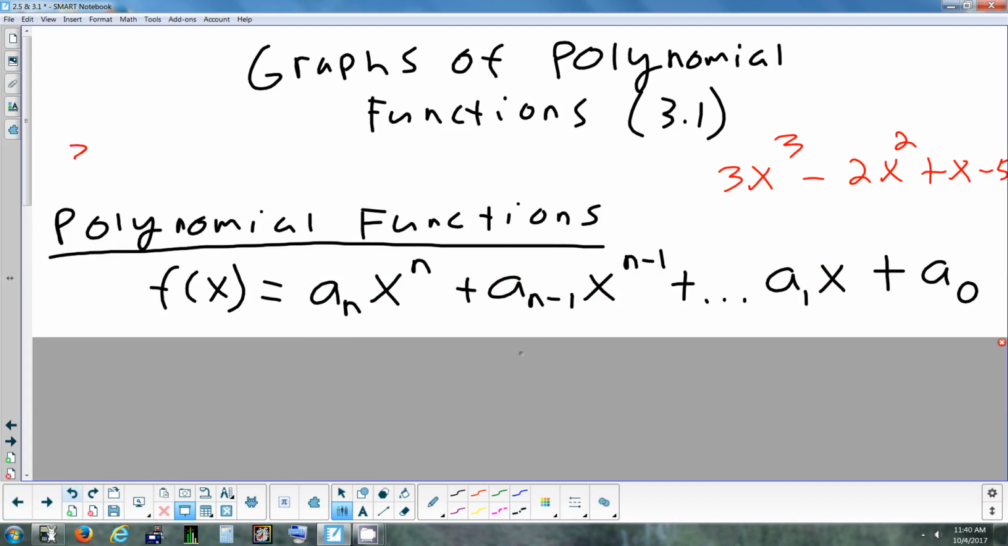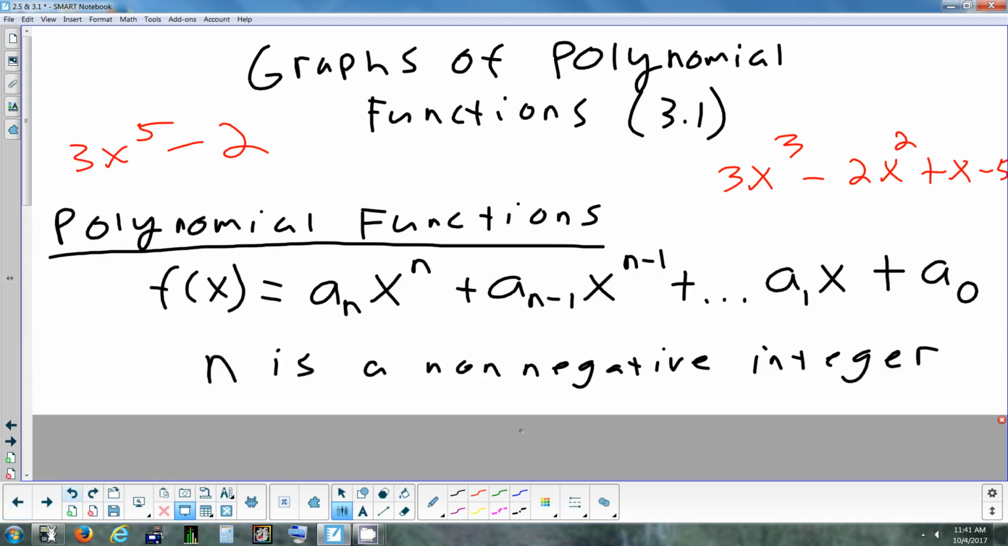Okay, you could have something like this. There's no 4th degree term, there's no cube term, there's no squared term. Just a 5th term and a constant. Nothing else in there. Okay, that's fine too. But what's important is the exponent has to be a non-negative integer. So in a polynomial, exponents can never be fractions. They can never be decimals. They can never be negative numbers. They have to be non-negative integers.